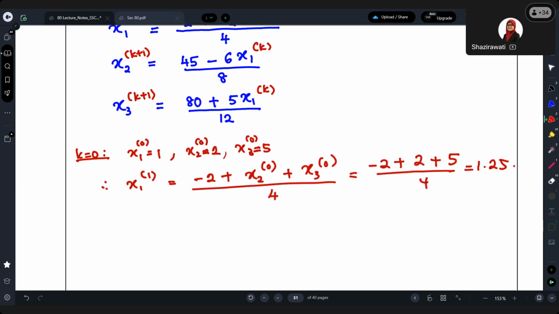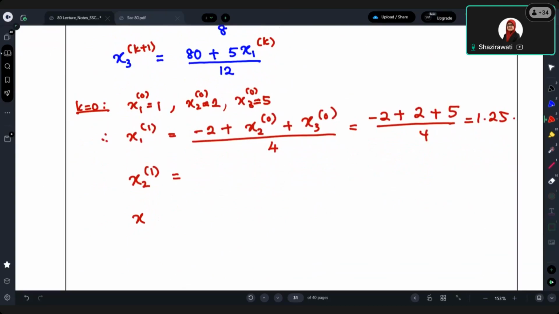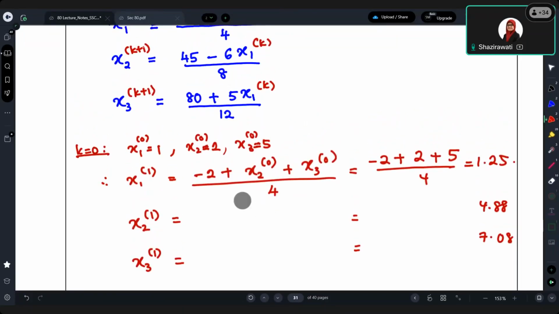Okay, and then you calculate x2 at iteration k equal to 0. So you will get x2 as 1, and then you will get x3 as 1 based on the formula above. Here you will get 4.88, and this is 7.08. For x2, for example, you will have 45 minus 6 x1^(0) over 8, so you put in 45 minus 6 times 0 over 8. So that is the manual calculation.